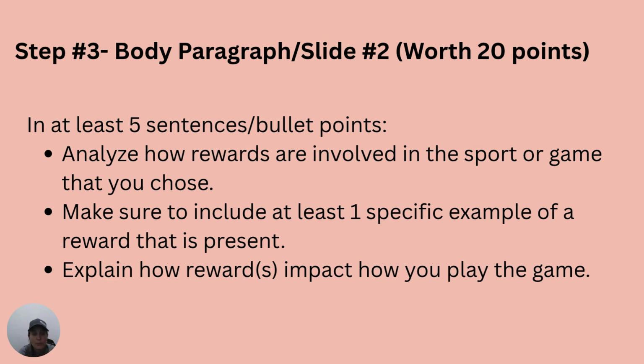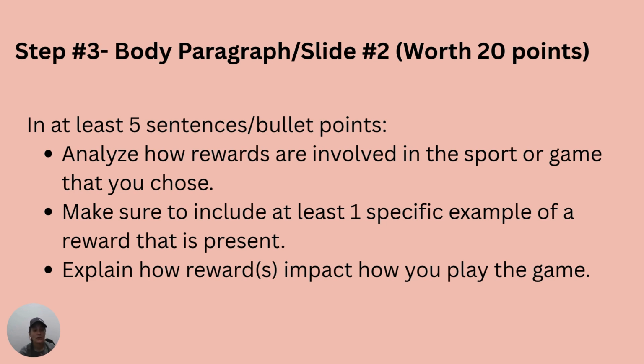Step number 3, body paragraph or slide number 2, worth 20 points. In at least 5 sentences or bullet points, analyze how rewards are involved in the sport or game that you chose. Make sure to include at least one specific example of a reward that is present. And then explain how rewards impact how you play the game, right?